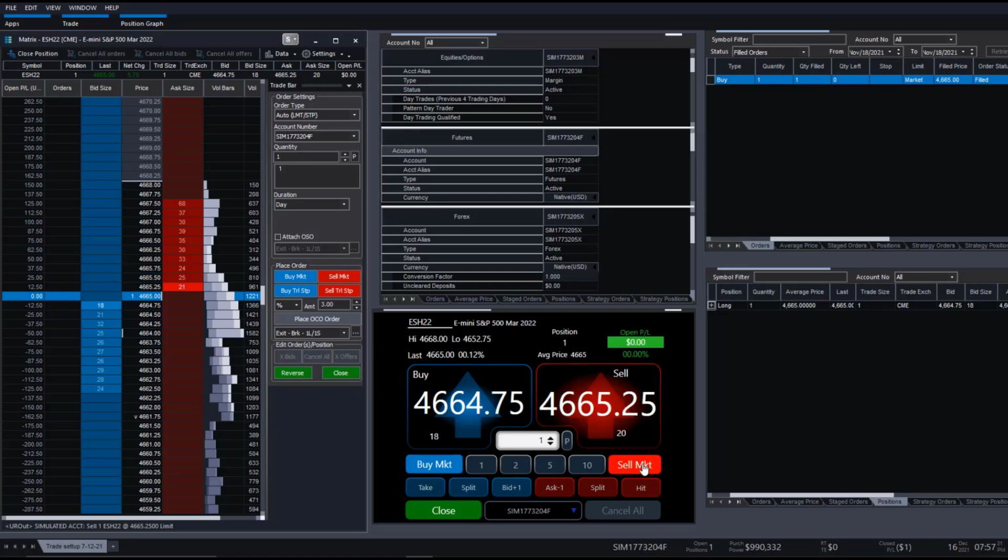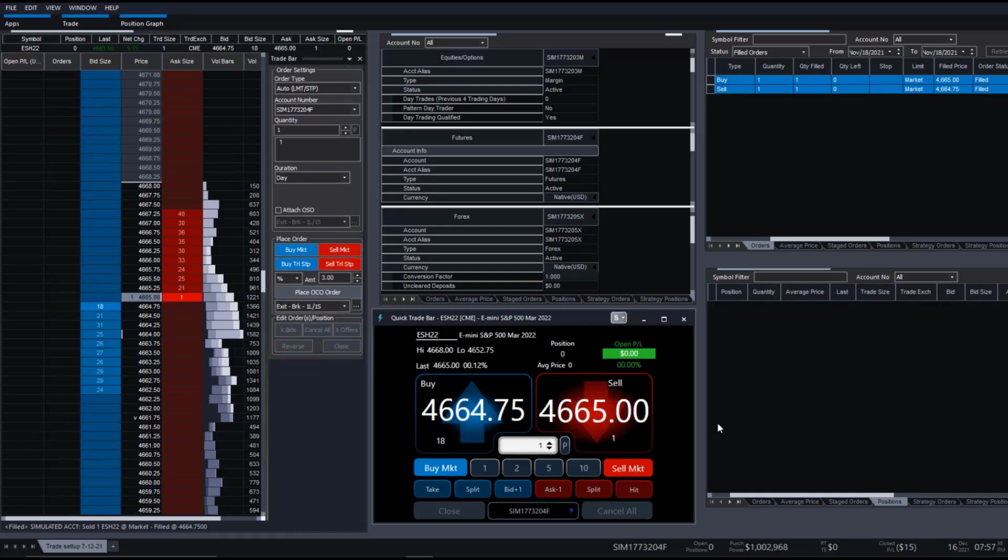If I wanted to get out of this position in 1 second, I would just come here and click sell market, and boom, the order was executed. You can see that it got me out at a loss, negative $15, and that's because I clicked sell market. That was the best price that somebody was willing to take that contract off my hands.